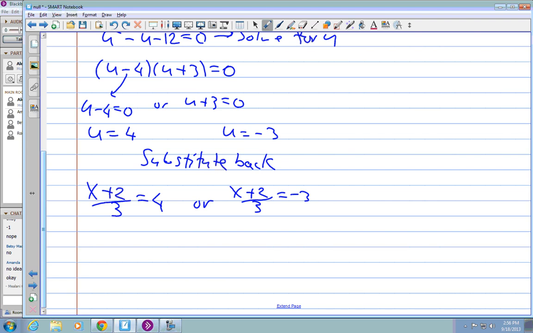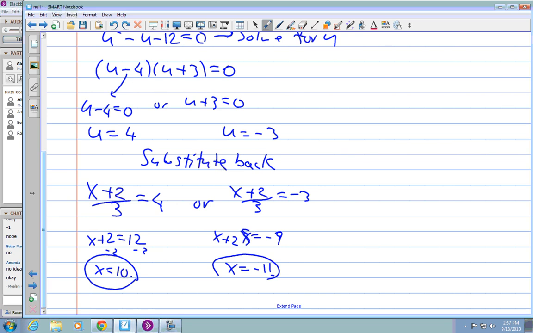So how do we solve for x? Multiply by 3. So you get x plus 2 equals 12. And then subtract 2. x equals 10. Is that right? And over there, multiply by 3, you get x plus 2 equals negative 9. And then subtract 2, x equals negative 11. So x equals 10, x equals negative 11.